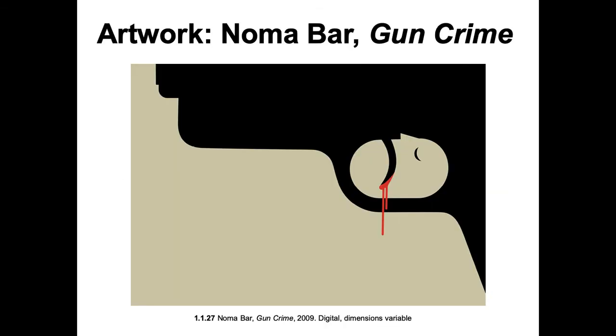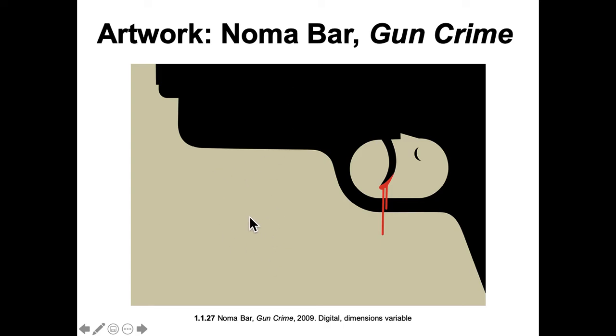This is a really interesting piece here, and this is a graphic image. This is Noma Bar's Gun Crime. Now, on our first look at this, we're seeing the outline of the gun. Perhaps, sometimes people see this first. But the gun, and this is our background, and this is our foreground. Also, we call this figure, the figure is here, and the ground, it's also short for background.